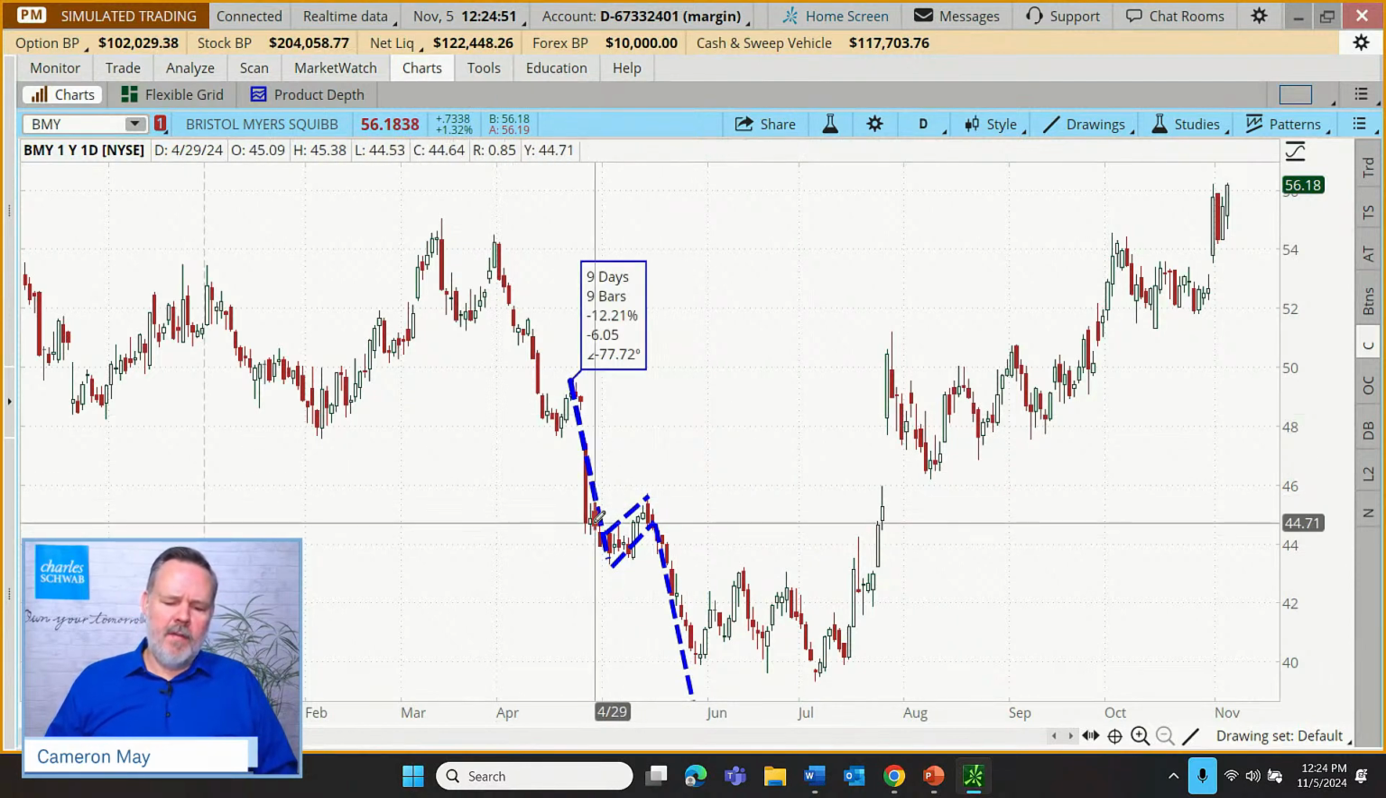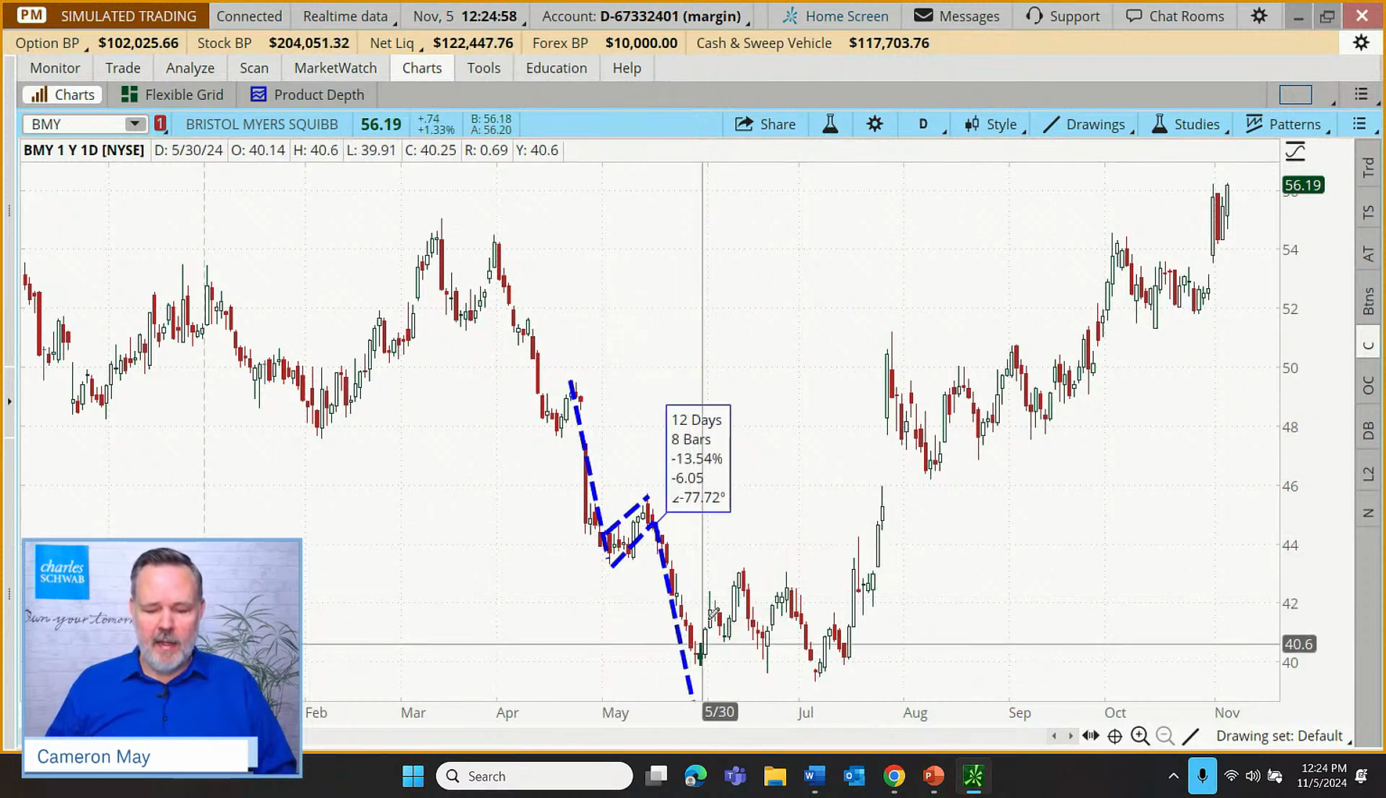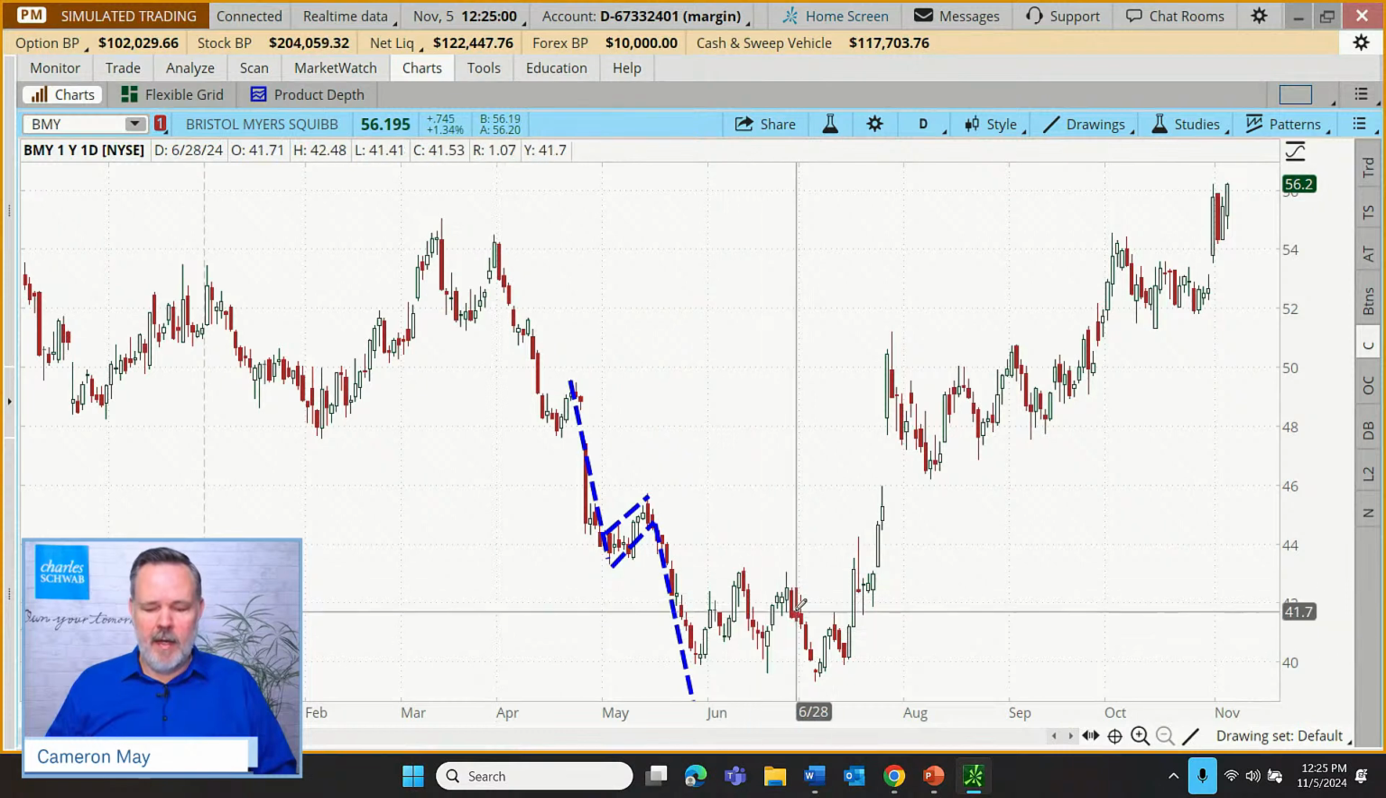Now, with this sort of a trade, sometimes it just doesn't work out. You know, a trader might have seen this. Ooh, here's another bear flag. And this one didn't keep going down. It started going back up.